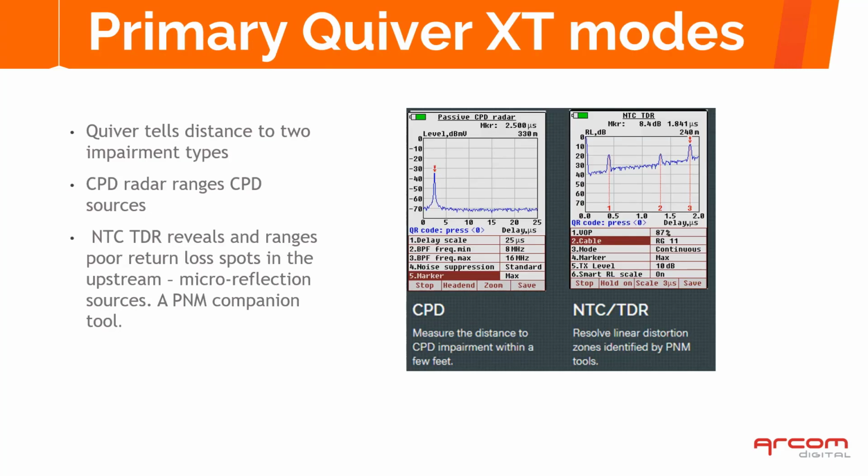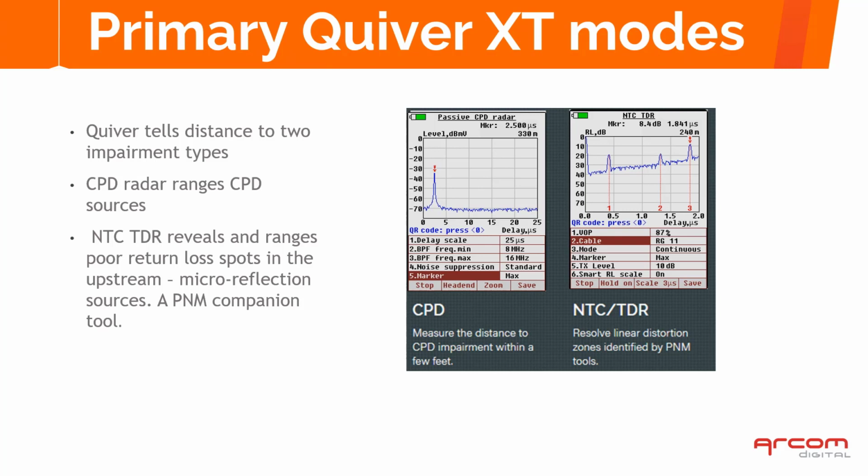Quiver XT has many functions and operation modes. The two most important ones are CPD radar and network traffic compatible TDR. CPD radar will let you see at what distance from the measurement point the common path distortion source is, even when it's deep in the noise floor. It can see multiple CPD sources in a node, from the fiber or RFI node down to the last distant passive on the distribution network.